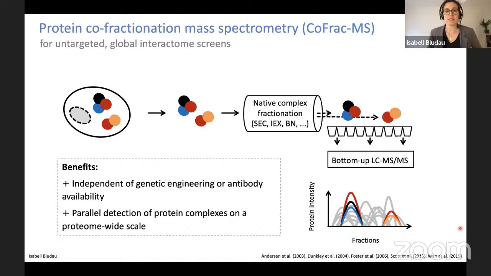Now, the benefits of cofractionation MS compared to other strategies such as APMS is that it is actually independent of genetic engineering or the availability of antibodies, and it can, in theory, allow the parallel detection of hundreds of protein complexes at the same time.